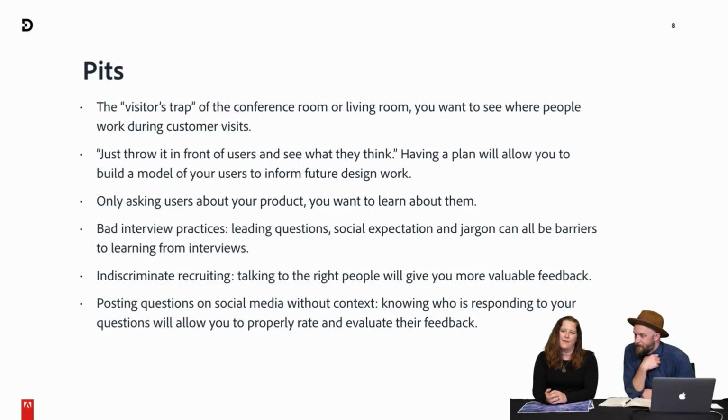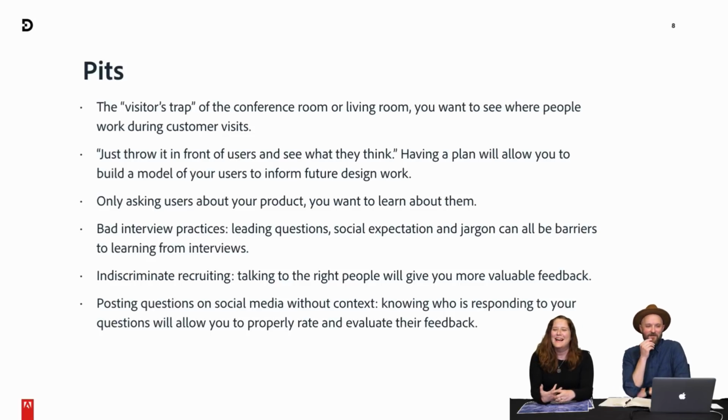Yeah, so these are some pitfalls that people run into doing user research. When you're visiting a customer or talking to a user, you really want to see where people are doing their work, rather than the polite conference room or living room area. That's right. I've always felt like when they come into Adobe, they're like, yes, I love Adobe, and then when they go home, they're like, I really hate Adobe. No, that's not what happens.